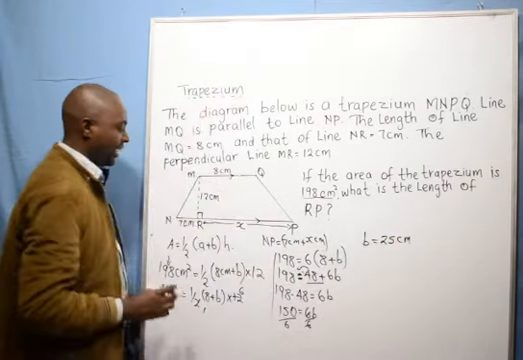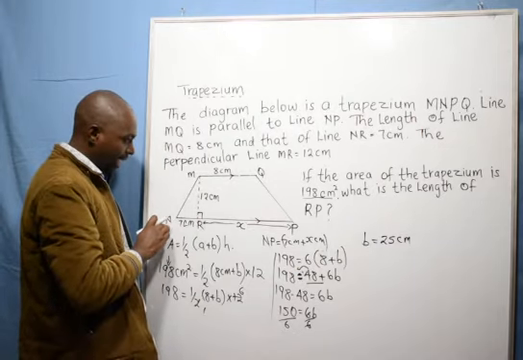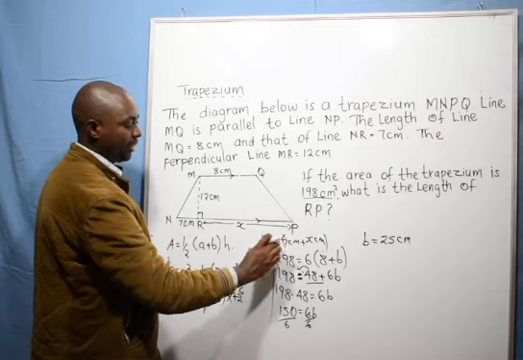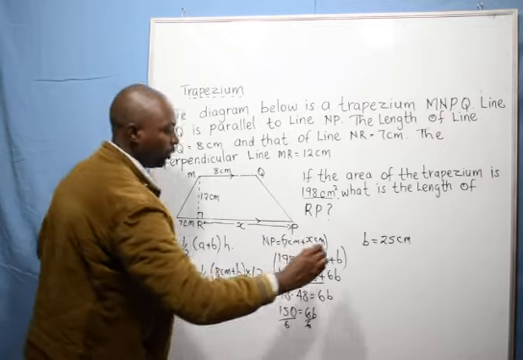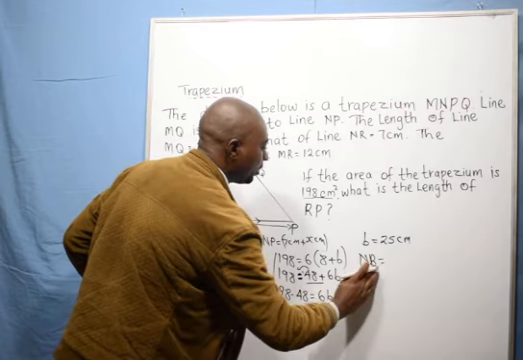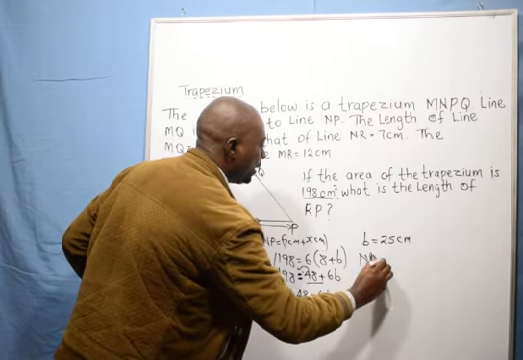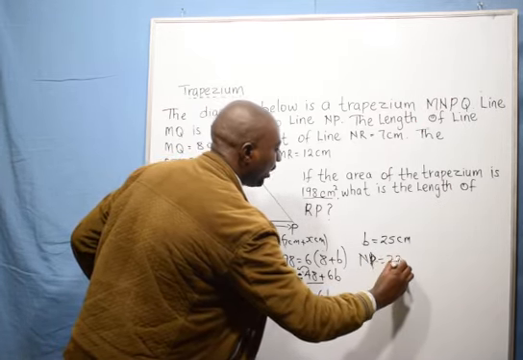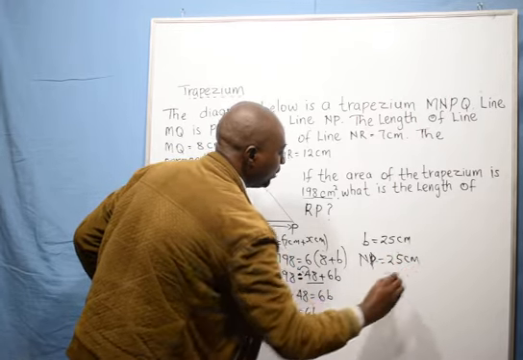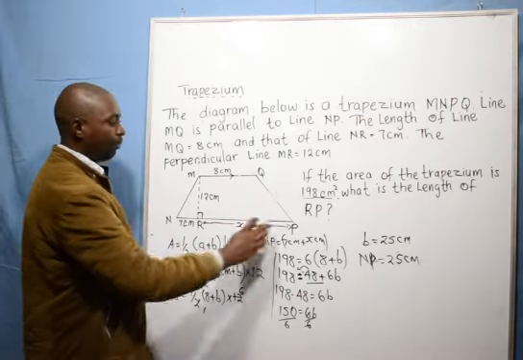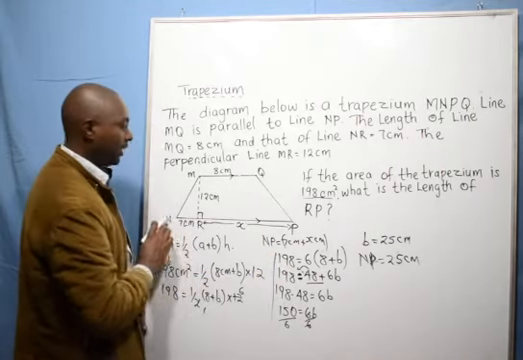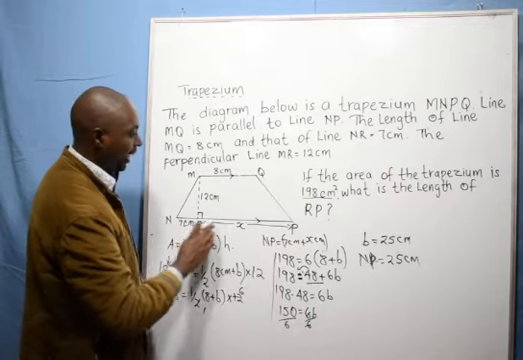But this is not the answer. 25 is from N up to P. I said N to P is the 7 plus X. So you now denote that the total of that line, NP, is 25 centimeters. But I need now from R to P. So this NP is made up of 7 and X.